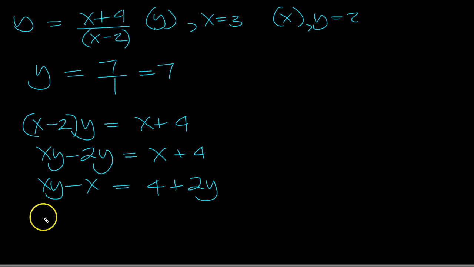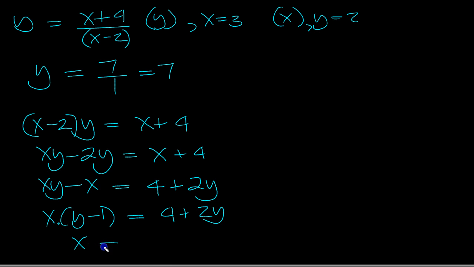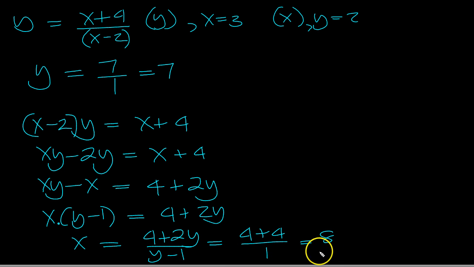Now I've got an x common here. Let's extract it outside a bracket. Get the y minus 1 inside, don't we? 4 plus 2y. And then we can move, lastly, we've got the x now outside. We can move this down. 4 plus 2y over y minus 1. And when y is 2, we get 4 plus 2 2's are 4 over 2 minus 1 is 1. So x equals the value 8.